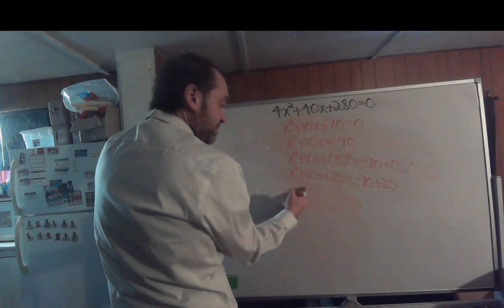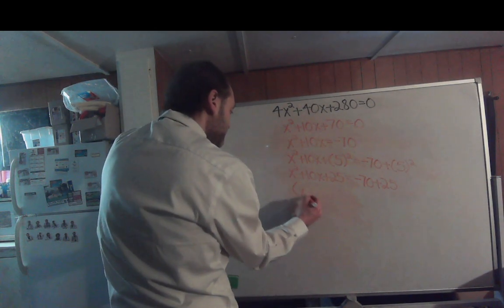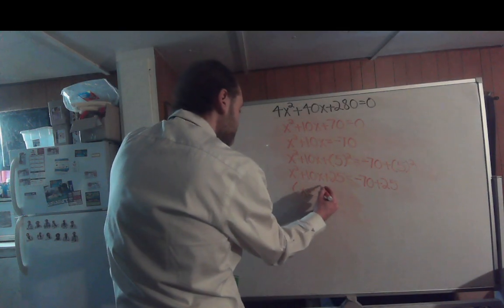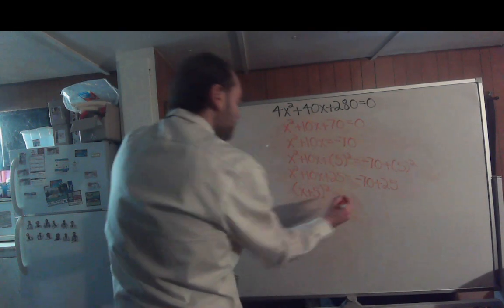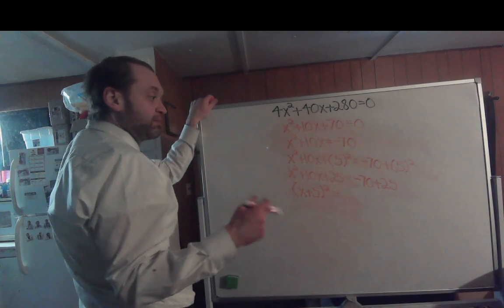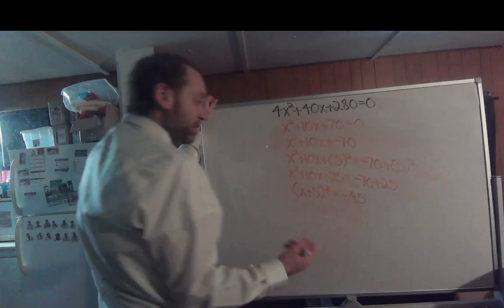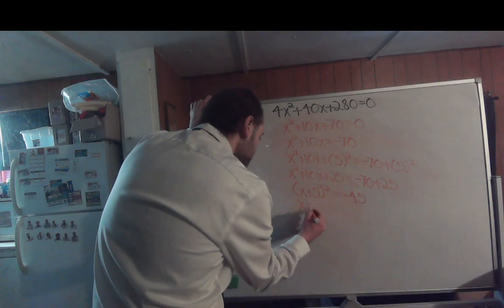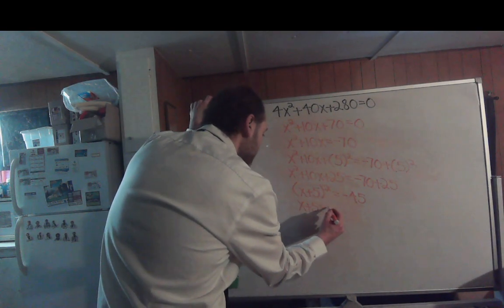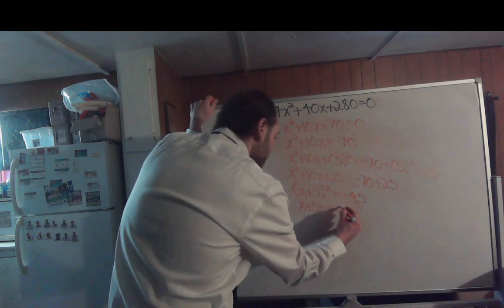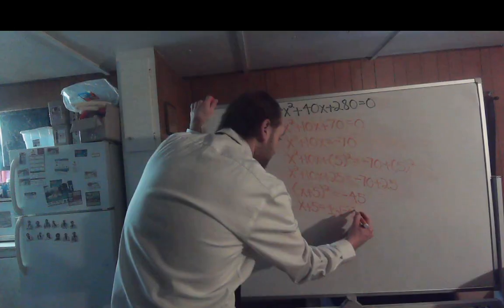So the left side becomes a binomial square of x plus 5, that quantity squared, would equal the right side, negative 70 plus 25, that would be negative 45. So take the square root of both sides, you'll get x plus 5 equals plus and minus the square root of negative 45.